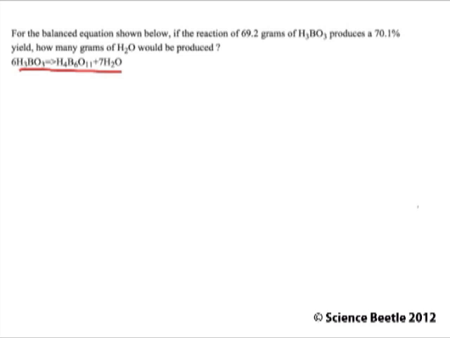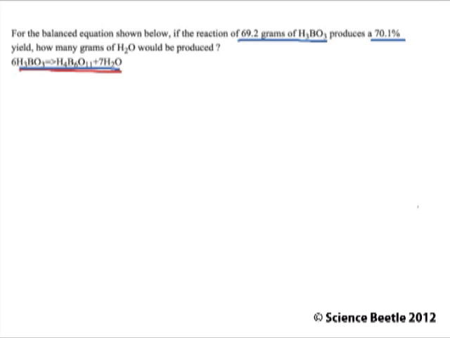And I'm going to identify the given here at the bottom. I'm going to just color code it in blue. So one of the givens is that we produce a 70.1% yield. And so that's one of the givens. Then the other given is going to be the 69.2 grams of H3BO3. And also, granted, the equation is given to us. Those are three pieces of information that are given to us.